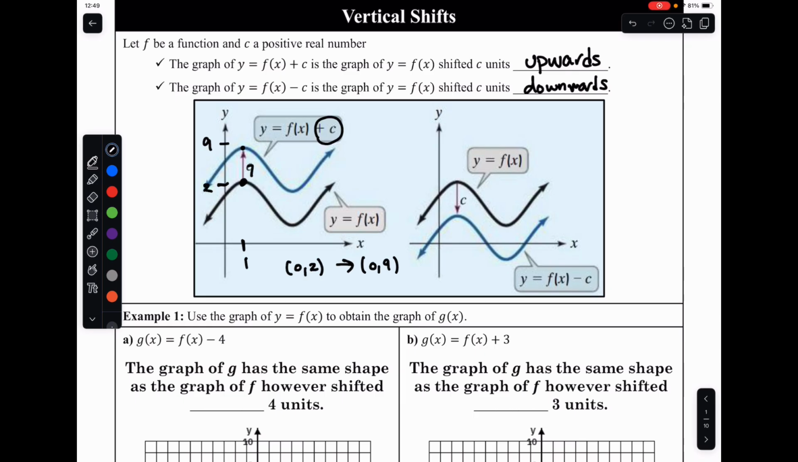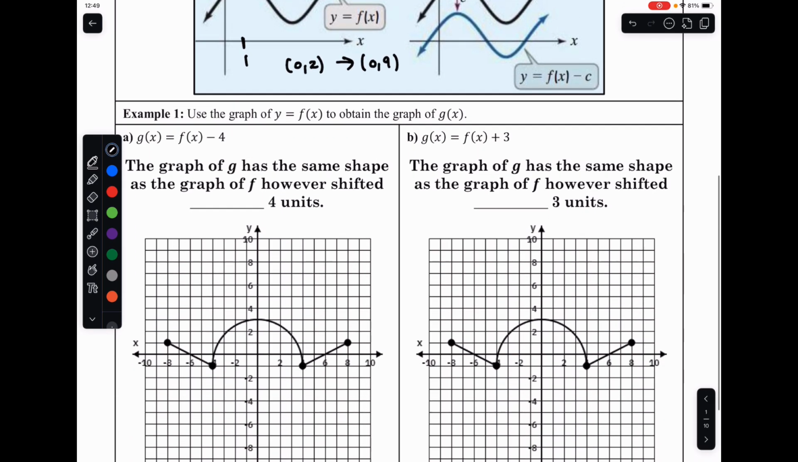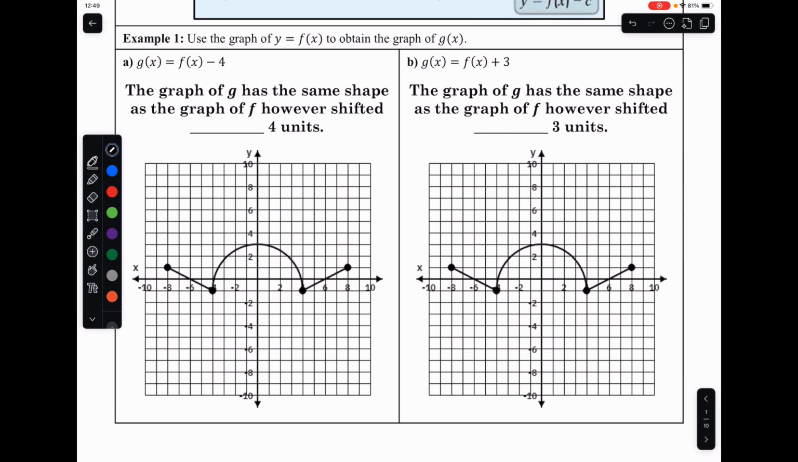And if we're moving downwards, it's simply going to subtract. So let's look at an example of this. We have two examples right here. Here we have the function, and f of x equals y. f of x is denoted by this function down here. And we want to create this new function. In example 1a, we want to create the function g, which is going to equal f of x minus 4. So the graph of g is going to have the exact same shape as f. However, it's simply going to be shifted down 4 units.